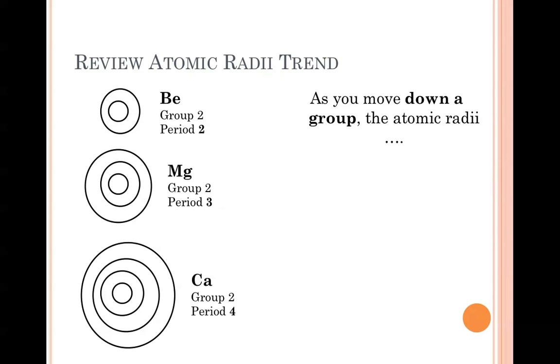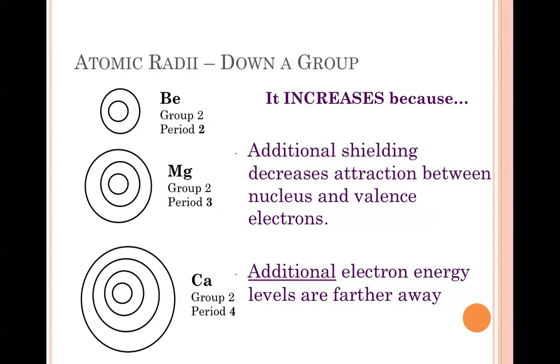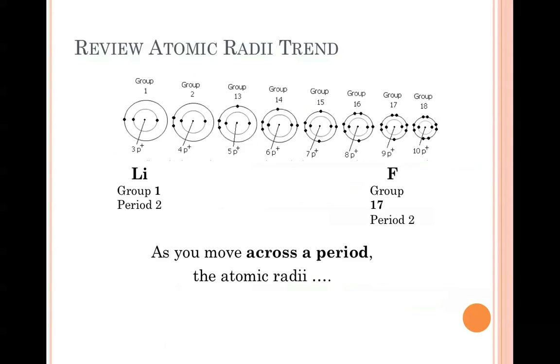So a quick little review of atomic radii trend. As you go down a group, the atomic radii increases. And why does this happen? There's an additional shielding between the nucleus and the valence electrons, and these additional energy levels are then farther away because of that. As we go across a period, the atomic radii is going to decrease.